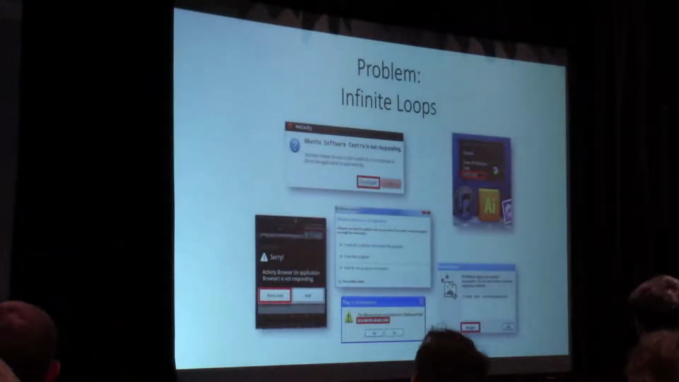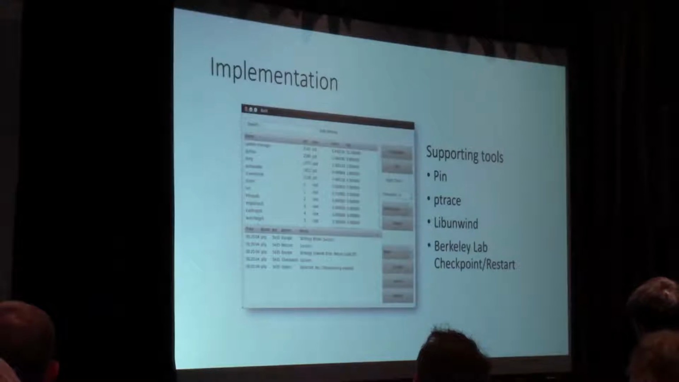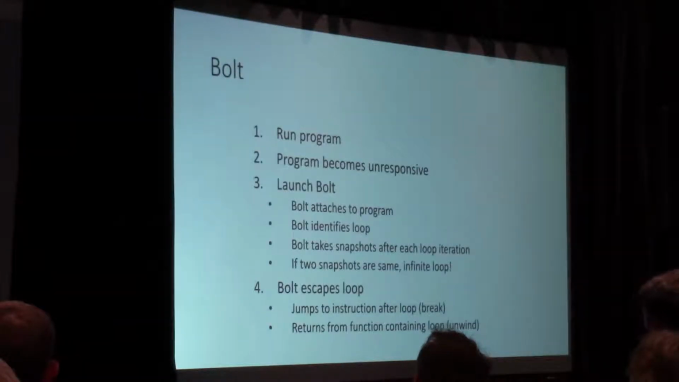What's an infinite loop? It's when the program runs forever and your program becomes unresponsive. It doesn't give you the service that you need. So what do we do? We built a system called Bolt. You run your program. The program becomes unresponsive. You launch Bolt. It attaches to the program, identifies a loop, takes snapshots. The two snaps at the top are the same. It's an infinite loop. You just jump to the instruction afterwards and return from the function, continuing past the loop.